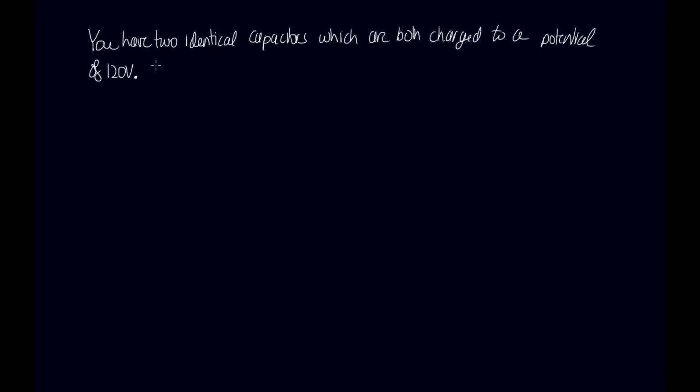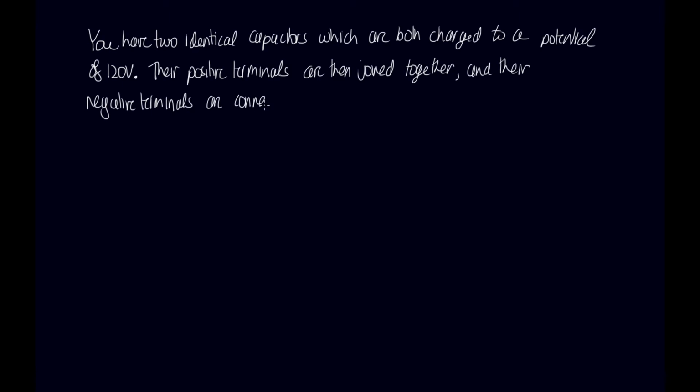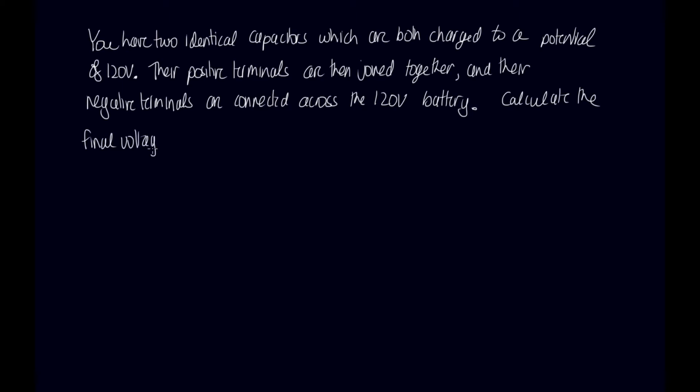So the problem is you have two identical capacitors which are both charged to a potential of 120 volts. Their positive terminals are then joined together and their negative terminals are connected across the 120 volt battery. Calculate the final voltage across each capacitor.